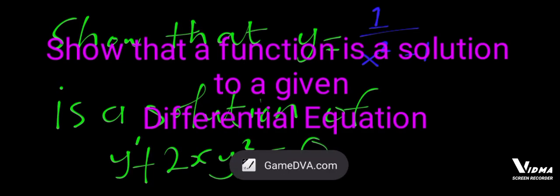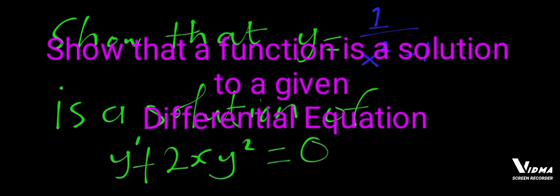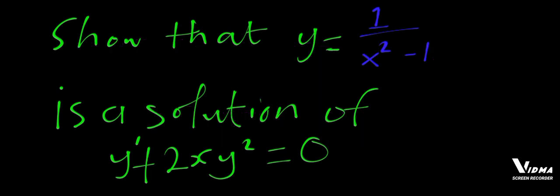Okay, hello to everyone. I want us to try this example on how to determine if a given function is a solution of a differential equation. I want us to try this last example before we move to our next subject. So we are to show that y equal to 1 over x squared minus 1 is a solution of y prime plus 2x y squared equal to 0.